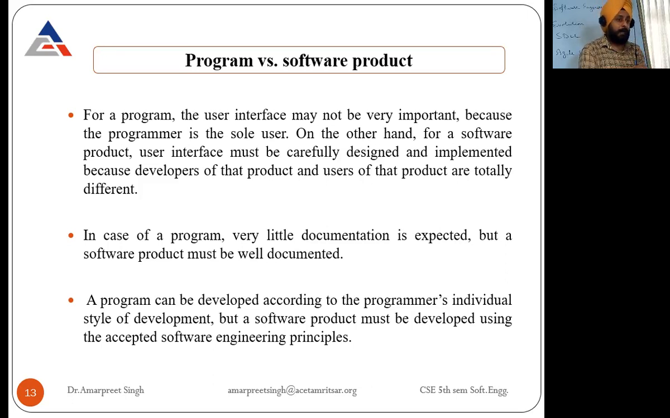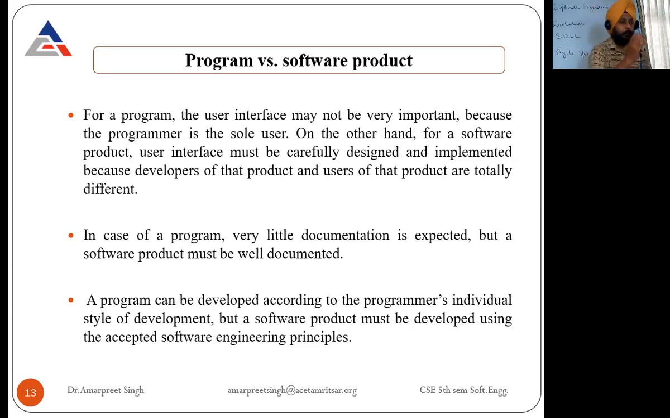So for a program, first of all, it is being developed by a single person. Basically, the program is developed by a single person, or one or two persons. On the other hand, the software product needs a team. And for the user, there is mostly a sole user of the software program, but a software product is being used by many users of different categories.